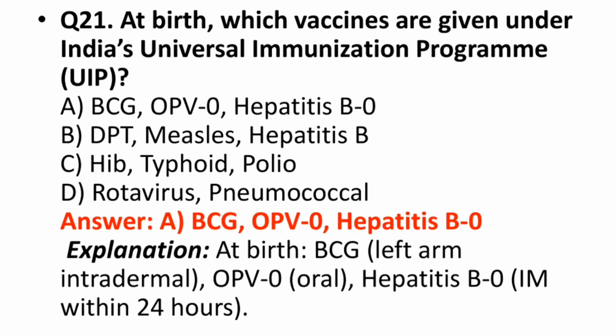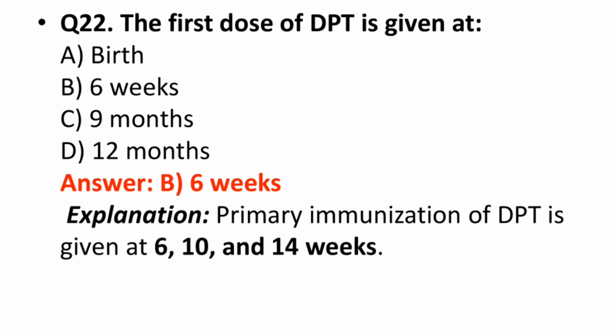given within 24 hours. The first dose of DPT is given at: option A, birth; option B, 6 weeks; option C, 9 months; option D, 12 months. The correct answer is option B, at 6 weeks. Primary immunization of DPT is given at 6, then 10 weeks and 14 weeks.